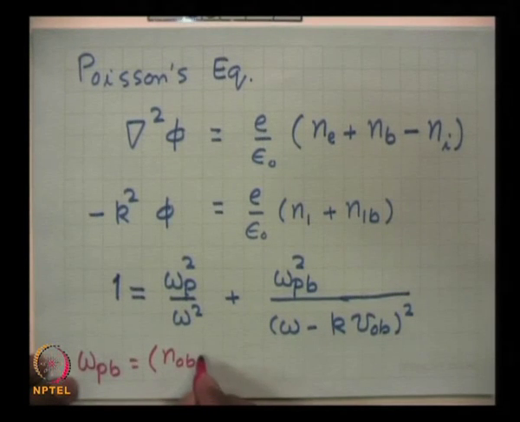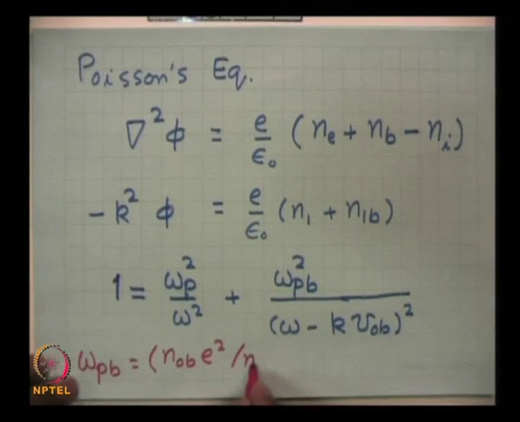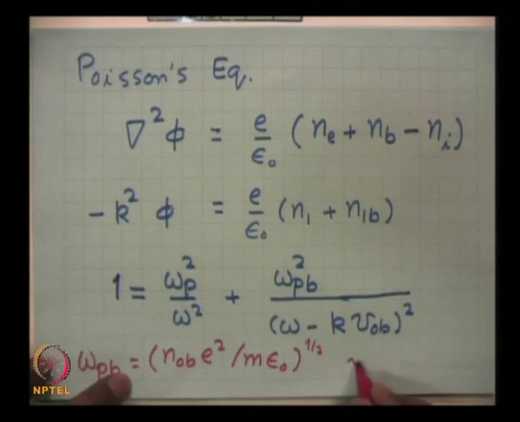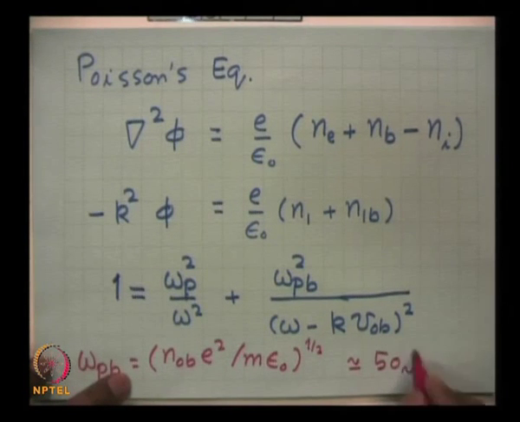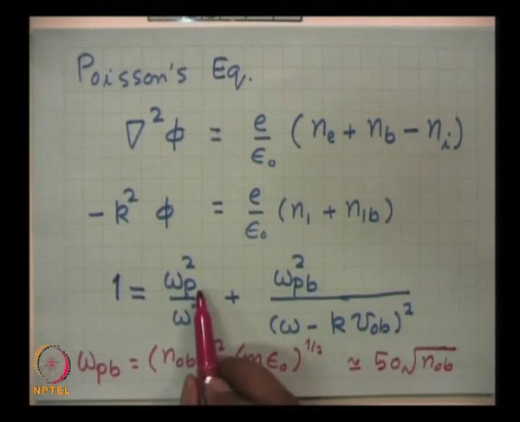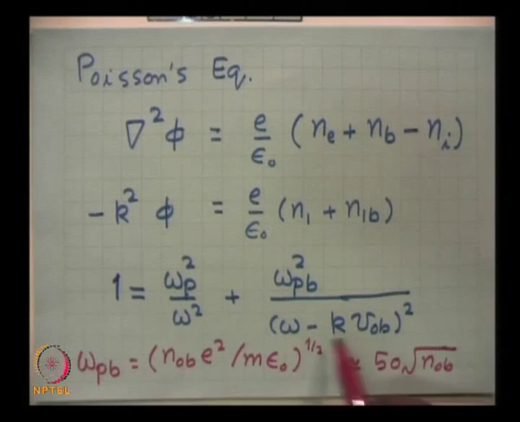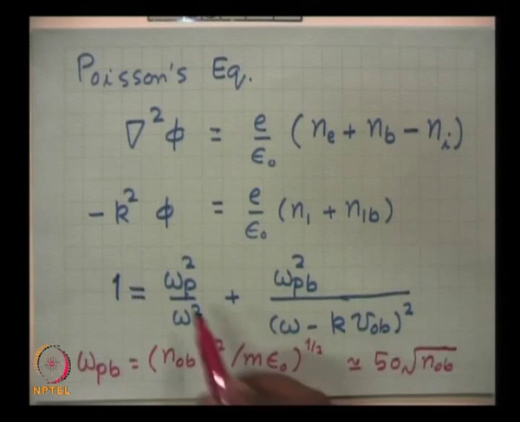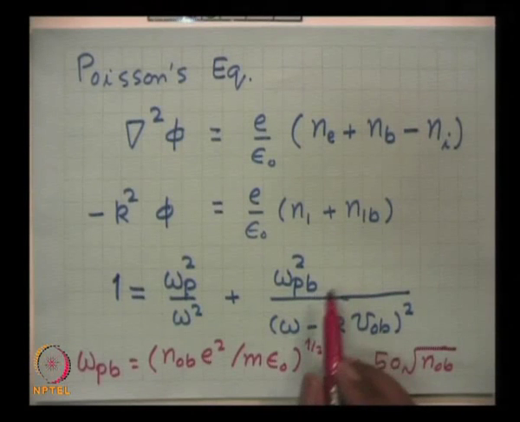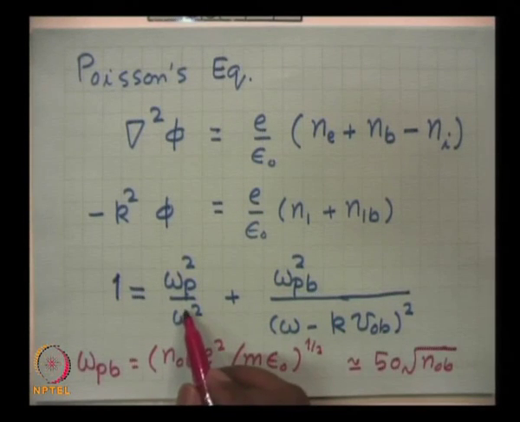beam density in equilibrium, e square upon mass of the electron into epsilon 0, to the power half, which is of the order of 50 under root of beam density. In beam plasma systems, beam density is much smaller than the electron density of the plasma, but because of this resonance, this term could be comparable to this term. That is the beauty. So, Cherenkov resonance is an important thing in bringing the response of beam electrons to be comparable to the contribution made by the plasma electrons.